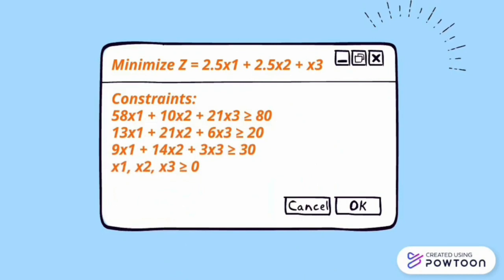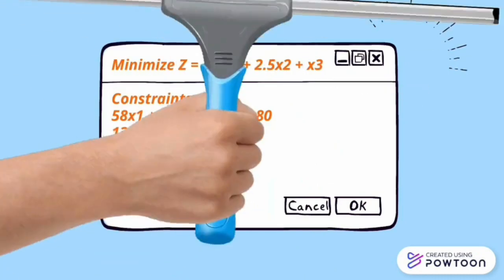For the fat, we have 13x1 + 21x2 + 6x3 ≥ 20. And last, for the protein, we have 9x1 + 14x2 + 3x3 ≥ 30. So, x1, x2 and x3 ≥ 0.